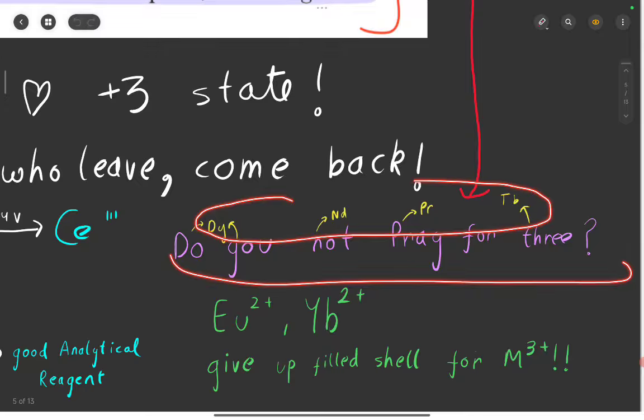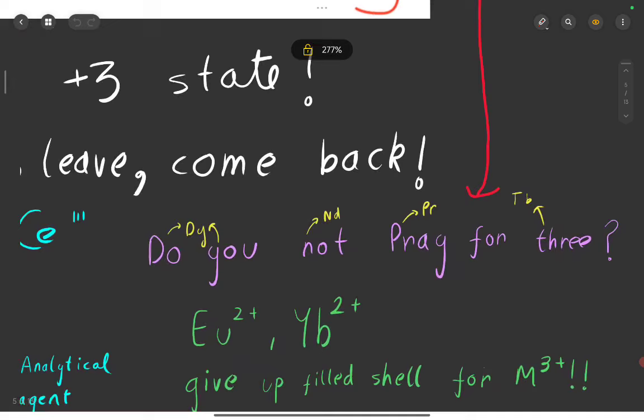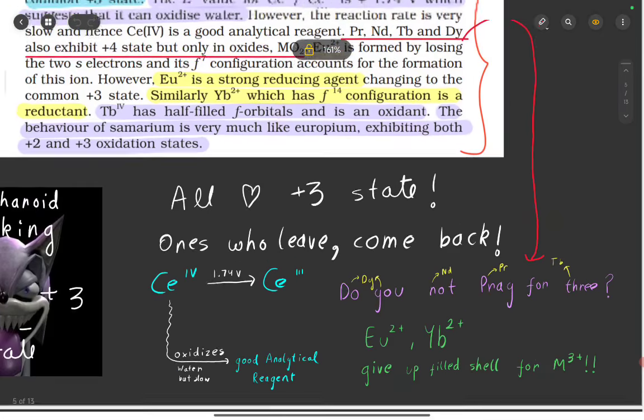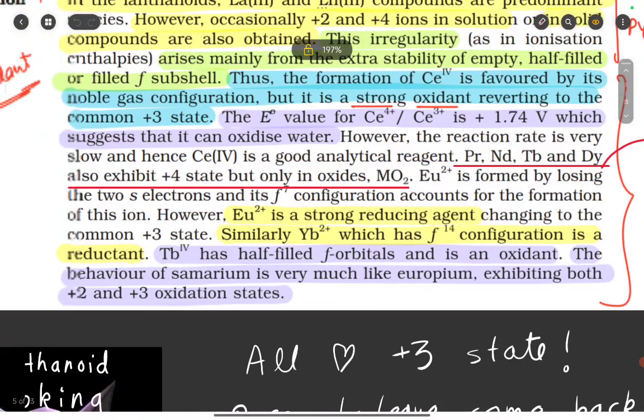Which means that these elements are fine with having an oxygen atom attached to them while they are in the +4 state. And oxygen, I guess you can remember by this, and this. But that's it. That was the mnemonic. Let's move ahead.